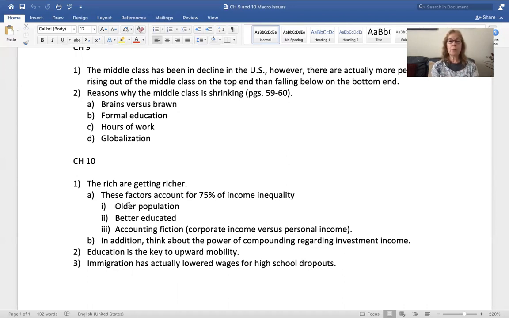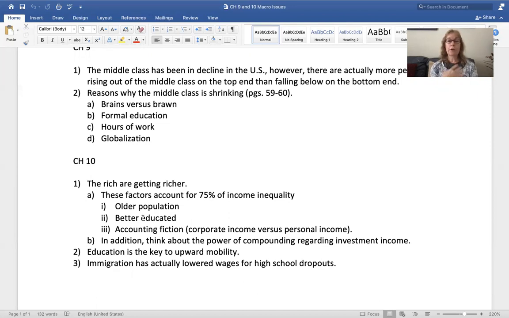Well, we're getting older. We have an older population in this country. Older people tend to be wealthier. Why? Because they've had time to save money. They have time on their side, and they've taken advantage of the power of compounding. So the older you are, the more money you've saved, the more assets you have. Just the simple fact of an older population is going to make a society wealthier.